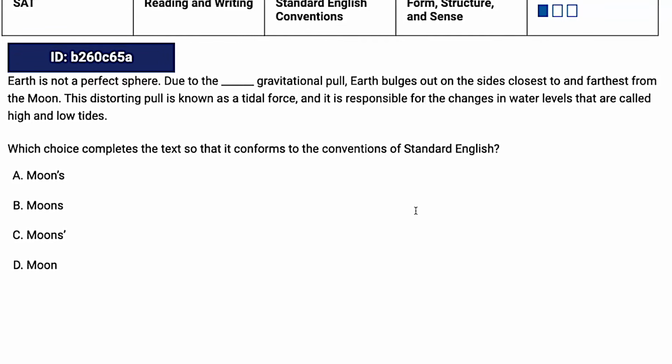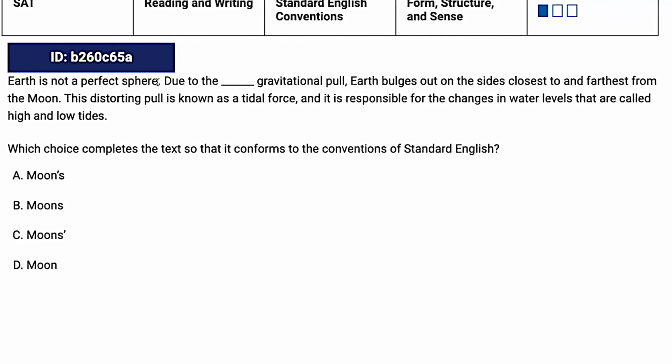For apostrophe-based questions, I still put them in the same category as other punctuation questions. You can usually get away with just reading the sentence with the underlined portion, but every once in a while you might need context to check whether something's supposed to be plural or singular. So here we have, due to the moon's gravitational pull. All right, and right there, I know gravitational pull belongs to the moon. I know there's only one moon.